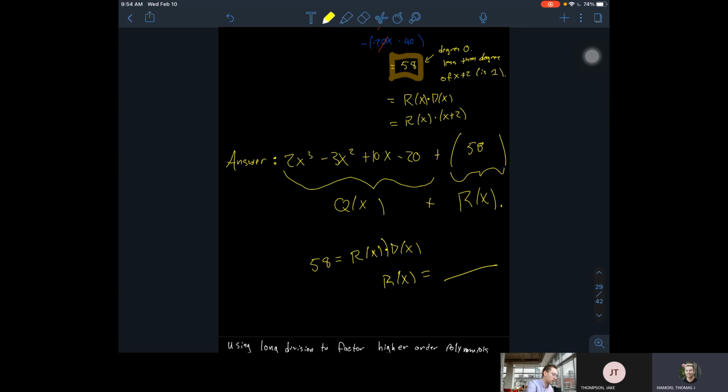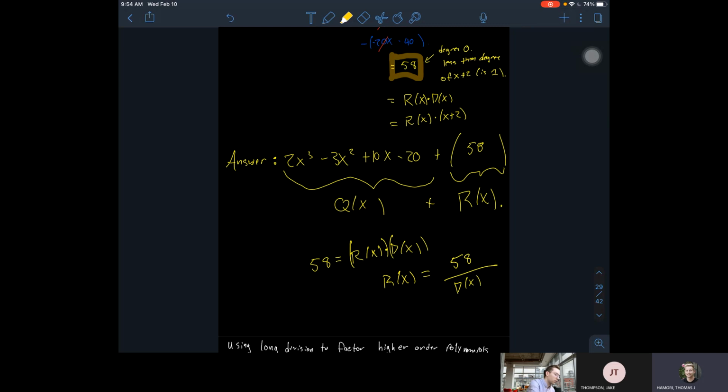Let's just focus on this equation here, where I have r of x being multiplied by something, and it's equal to something else, and I want to get r of x on its own. Is there something I can do to both sides that would get this d of x to go away on the right-hand side? So I would just be left with r. Yeah, we can divide by d of x, right? So r of x is just 58 over d of x.